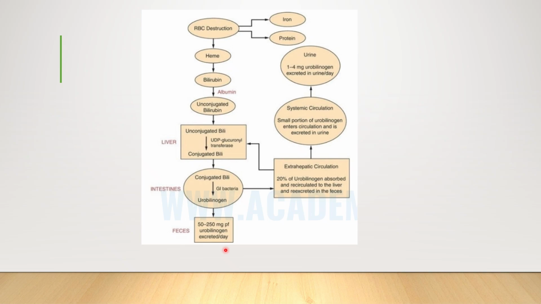So that is what's happening here. So 20 percent will again go back to the liver, and that will be re-excreted in the feces, but a small portion of it will enter the systemic circulation, and that will be excreted in the urine. About 1 to 4 milligram of urobilinogen is excreted in the urine. So this is the story of bilirubin.